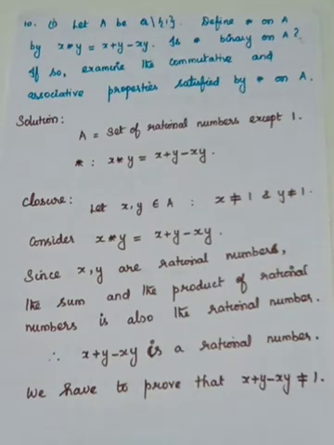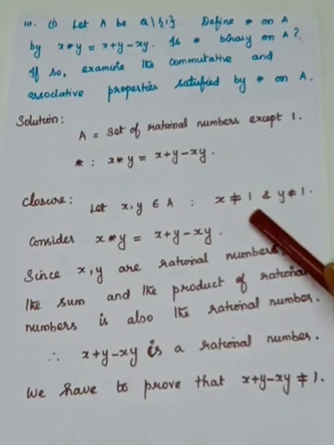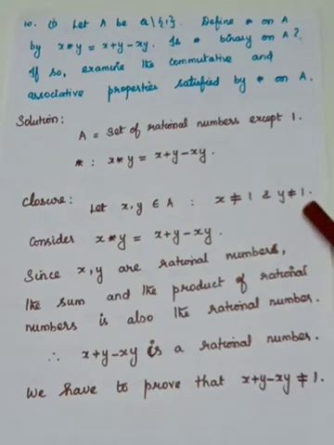So for closure you have to take two elements. So I'll take x comma y. Because it's not a matrix, it's a rational number, so I'll take x comma y belongs to A. Belongs to A means x is a rational number, y is also a rational number, but both should not be equal to 1. So that's why here I have written x is not equal to 1 and y is not equal to 1.